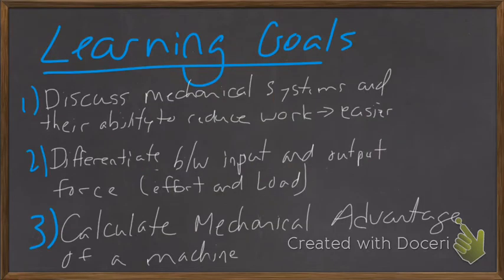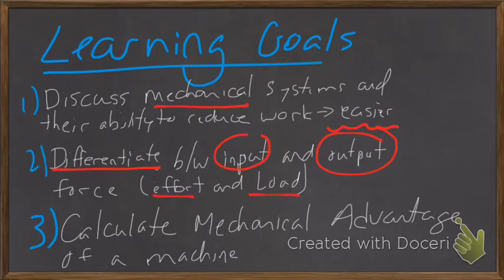Okay. So, our learning goals today. So we are talking about machines. So we're going to expect that you're able to discuss mechanical systems and their ability to reduce work. So make it easier for everyone. So that's the purpose of these machines. We want you to be able to differentiate or tell the difference between input and output forces. So that's the effort and the load forces, and we're going to talk a bit more about that. And lastly, we expect that you are able to calculate mechanical advantage of a machine. And so we're going to talk about that formula which is really, really simple.